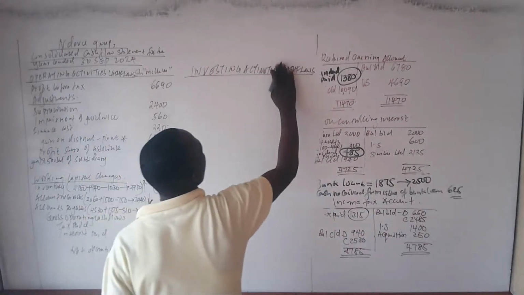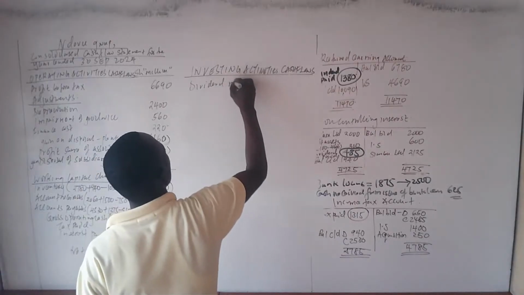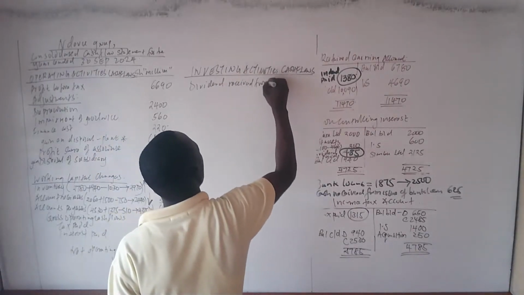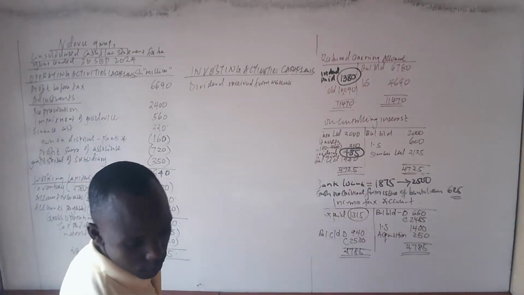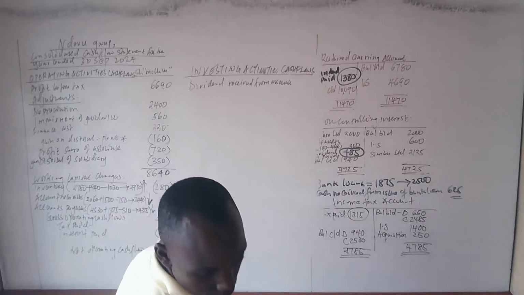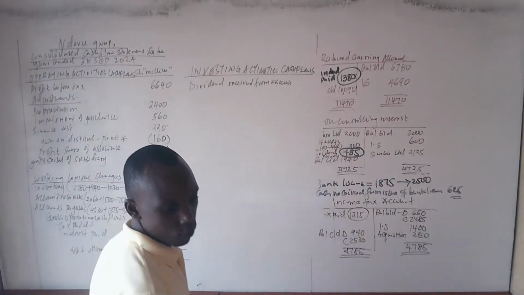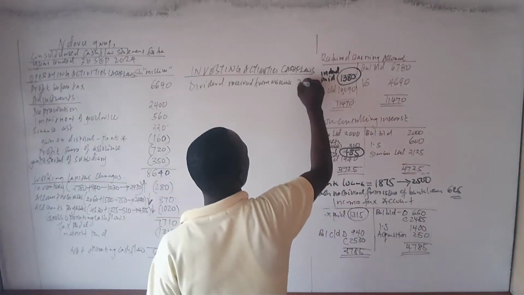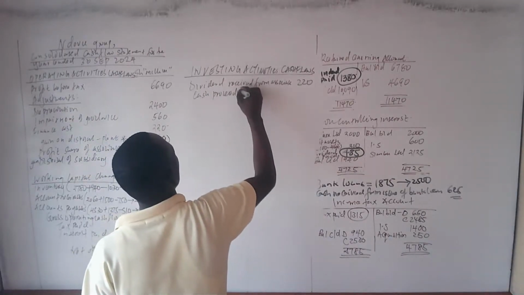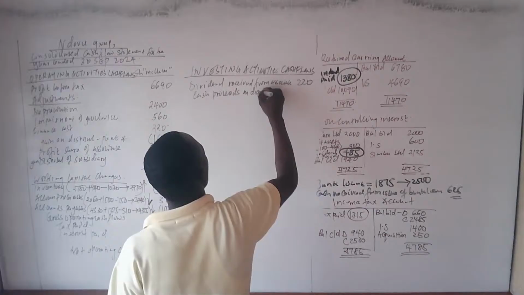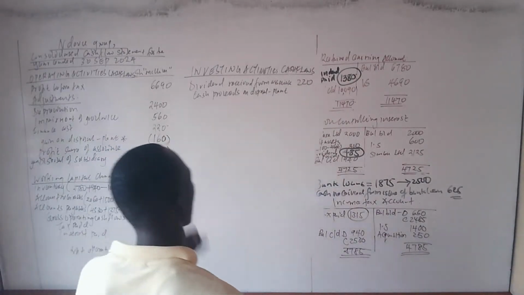We have the acquisition, and we had the dividend. We start with the dividend received from associate. How much did we receive from associate? Go to the associate account, the account that we opened. Give me the dividend which was received. 220. Then we had the cash proceeds on disposal of plant. So the cash proceeds on disposal of plant was how much?